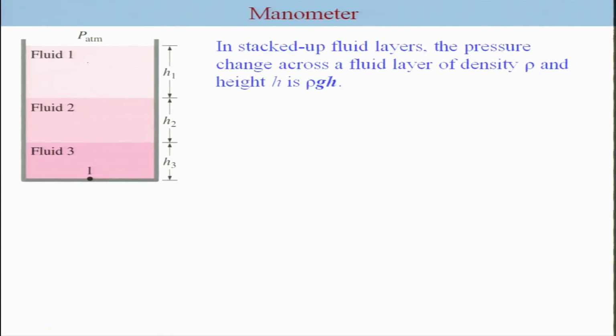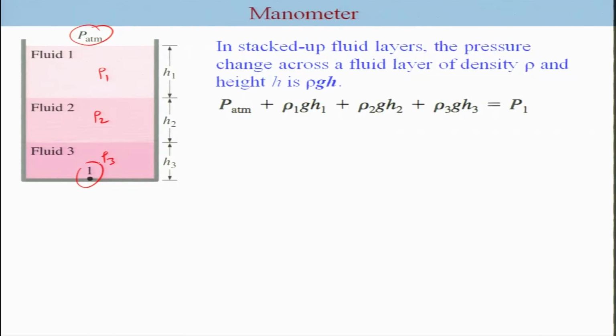and in this case you have 3 fluids having these heights, and one can relate the pressure at 1 with respect to P atmosphere and the densities of these fluids with different heights. So, one can simply use P atmosphere plus rho 1 g h 1 plus rho 2 g h 2 plus rho 3 g h 3, and this is exactly what has been done to achieve P1.